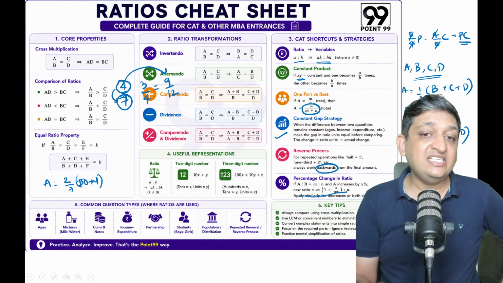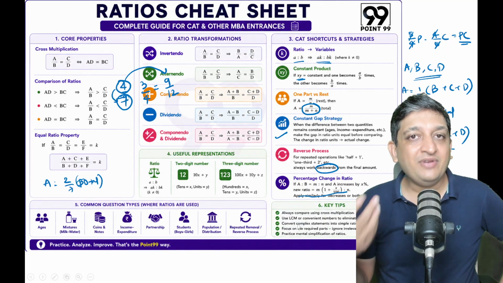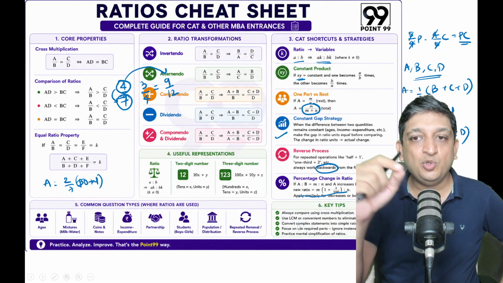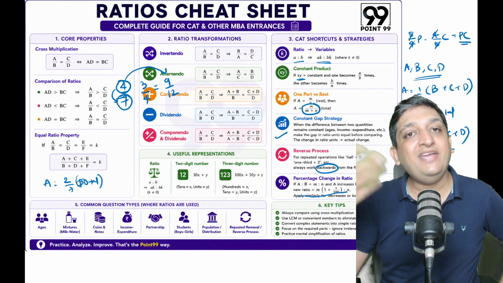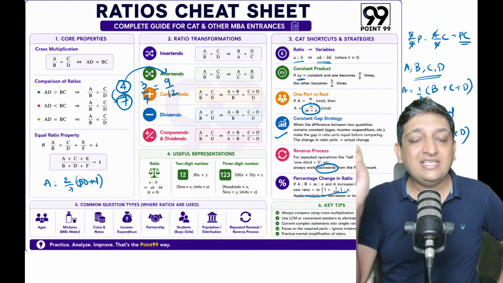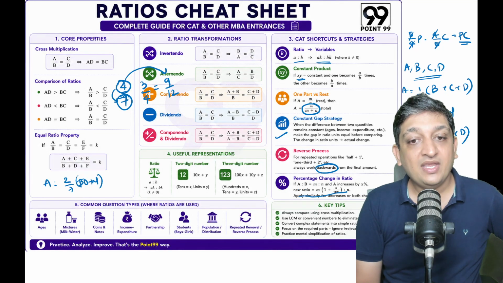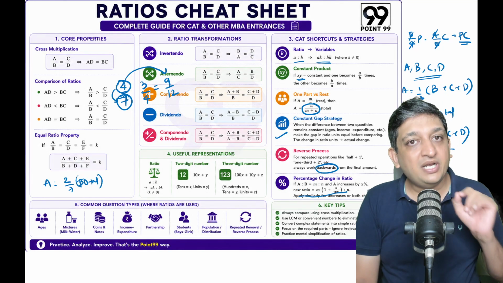You can use LCM or convenient numbers to eliminate fractions. So in case someone is saying 2/5 of the total, instead of assuming the total to be X, assume the total to be 5X. So 2 by 5 into 5X is going to give you 2X. So you can do that. Convert complex statements into simple ratios first.